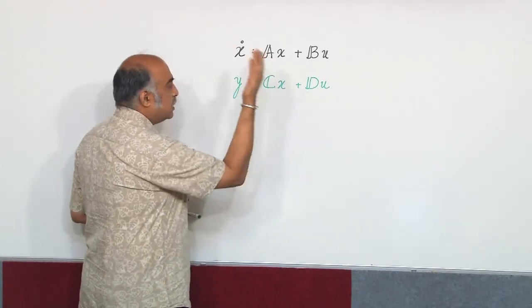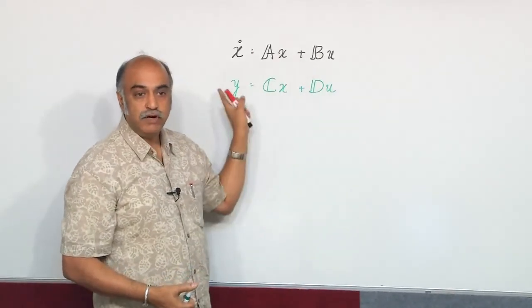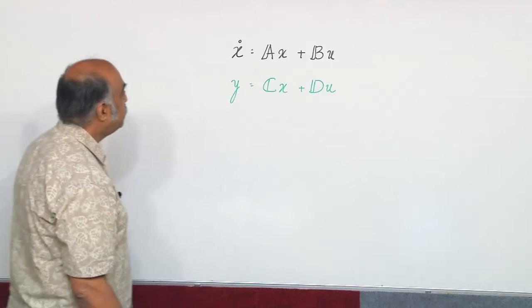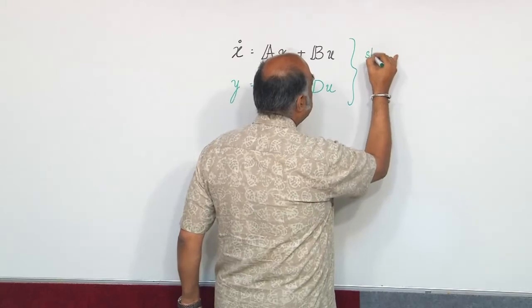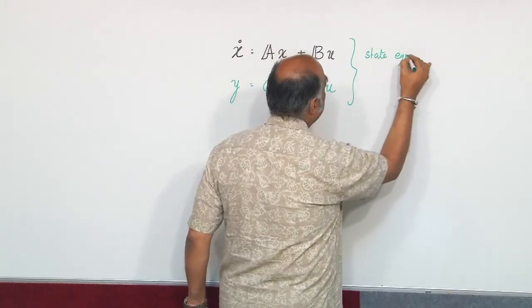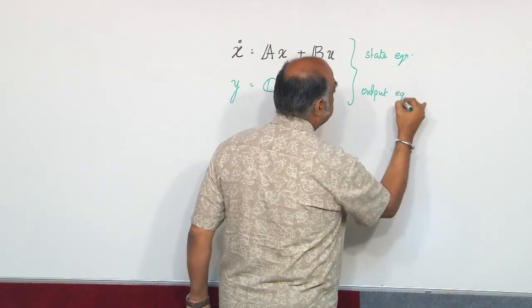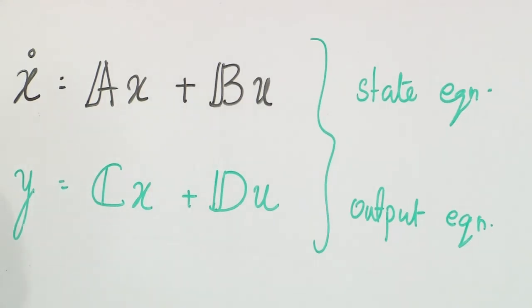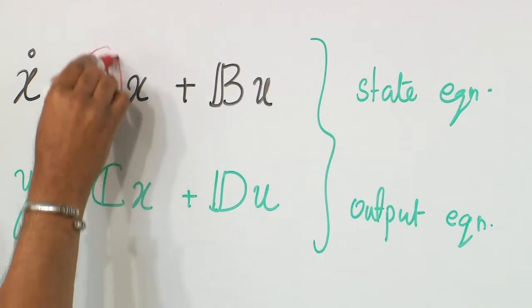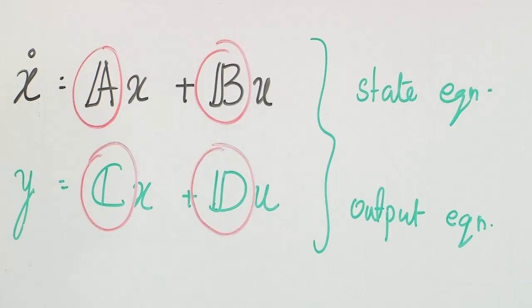So, output is a function of the state and a function of the input, whether any input is directly fed through to the output. These two equations, the state equation and the output equation, entirely define your system. And we know how to get these through the process of modeling. So, that is your starting point.